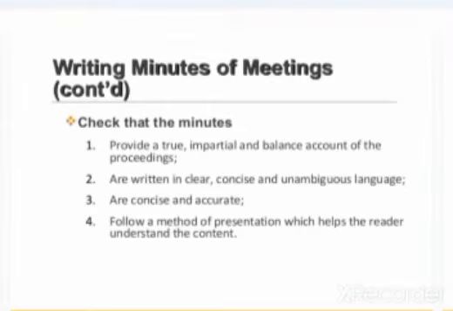It should provide a true as well as impartial account of the proceedings of the meeting. It should be impartial, without any bias. You should narrate, or you should write what happened in the meetings. It should be written in clear, concise, and unambiguous language. If a third party who didn't attend the meeting is reading the minutes of a meeting, it should be very clear what happened in the meeting.